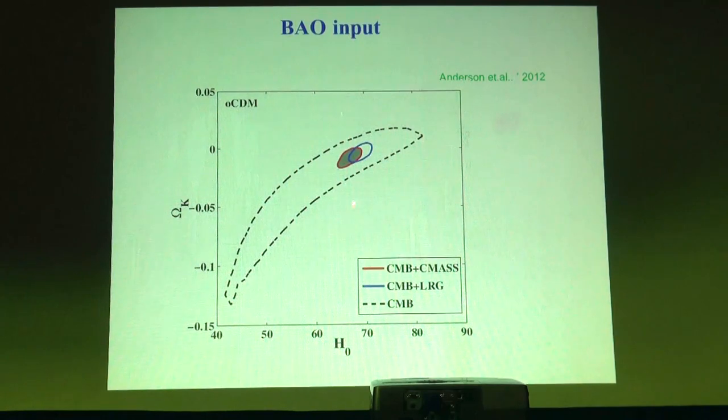Here would be the measurement of this curvature versus Hubble parameter by cosmic microwave background alone. Okay, and you see, cosmic microwave background is not particularly sensitive. However, if you also include these baryon acoustic oscillations, shown in red, then you really get very precise data, both on the Hubble parameter and curvature of the universe. Curvature is consistent with zero, within maybe 1 or 2%.